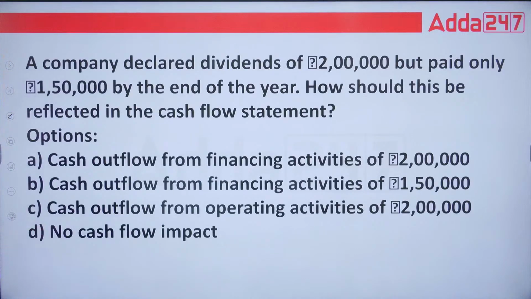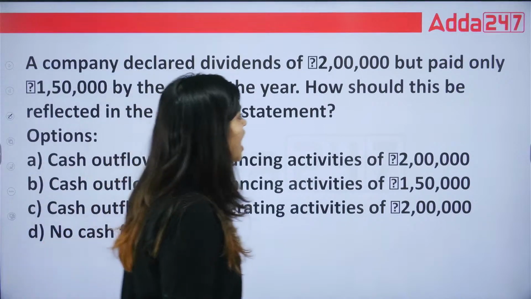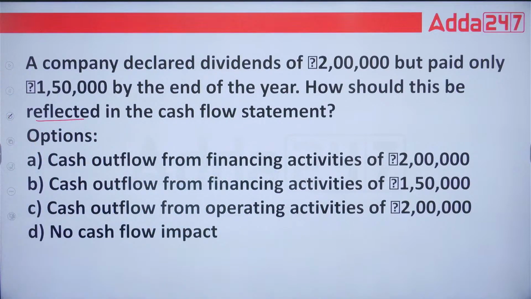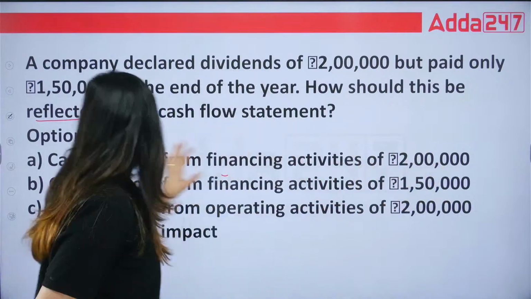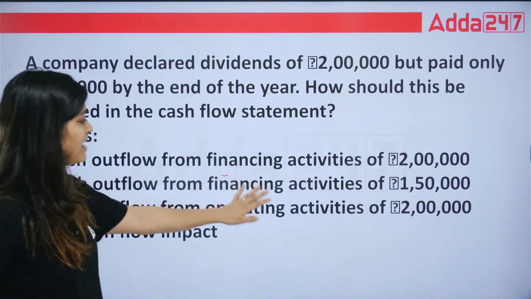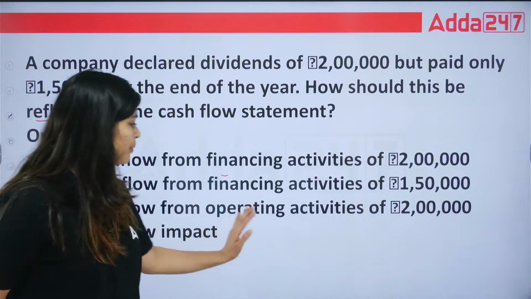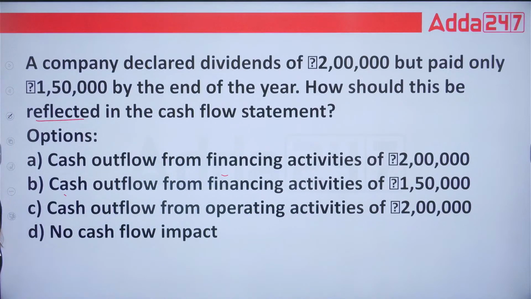Now, next, a company declared dividend of 2 lakh but paid only 1,50,000 by the end of the year. How should this be reflected in the cash flow statement? A. Cash outflow from financing activities of 2 lakh. B. Cash outflow from the financing activities of 1,50,000. C. Cash outflow from operating activities of 2 lakh. D. No cash flow impact.